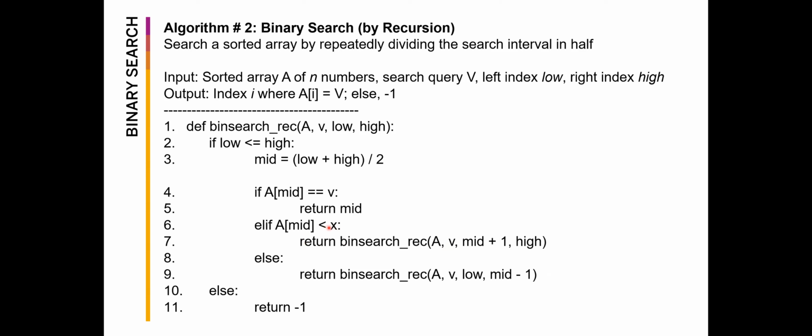Okay, so since A mid is less than V, then we will run the same method on the next, or on the smaller interval, which is mid plus one and high. If the search query is less than the mid, or A mid is greater than V, then we will run the same method on the lower interval, which is low to mid minus one. Okay, that's why it became recursive. Again, recursion, if you could recall, we will be invoking or calling the same method within itself. So now here, this is our recursive case.